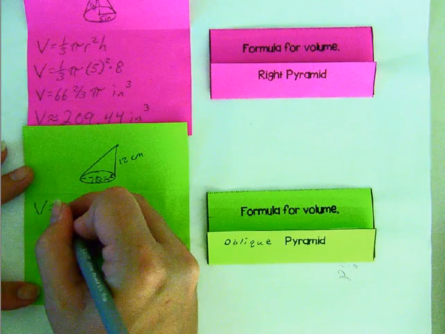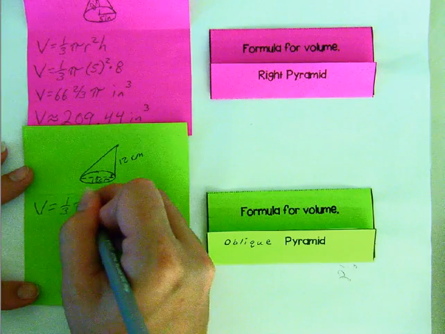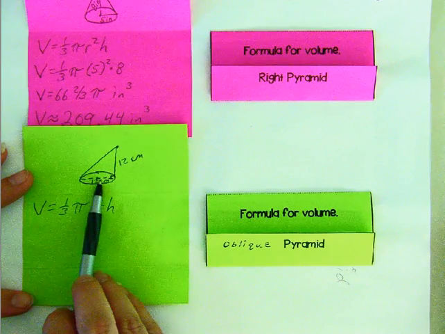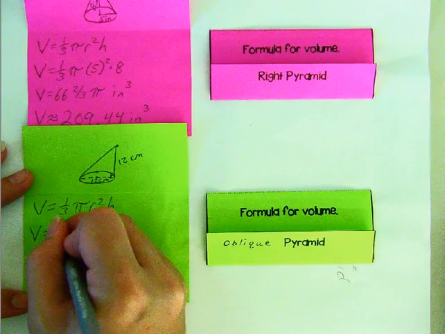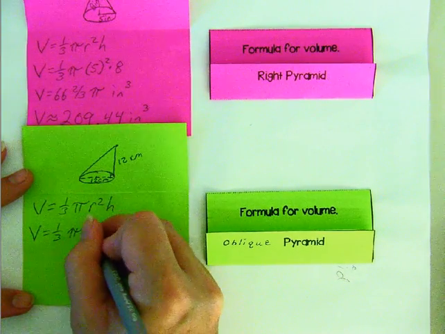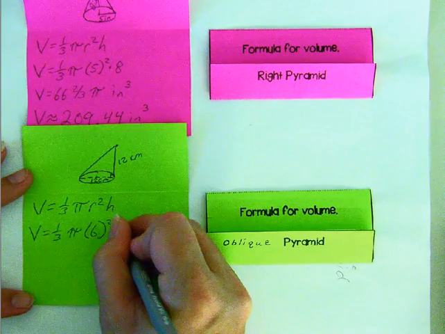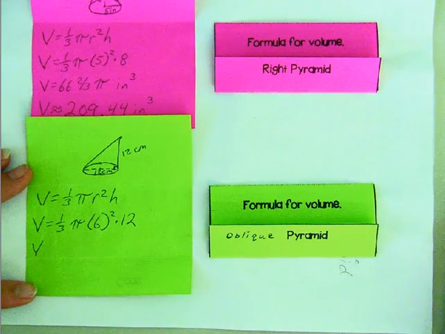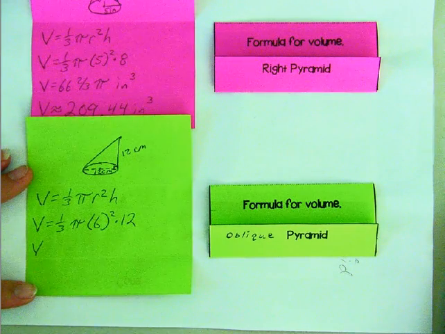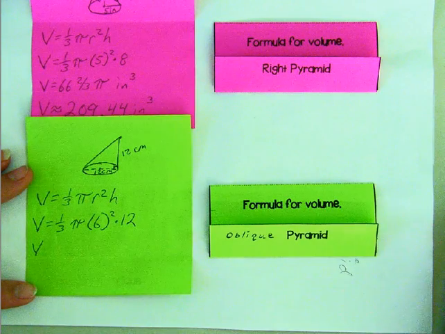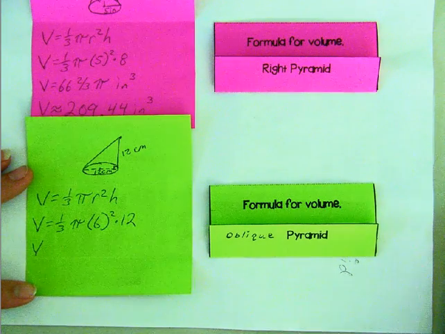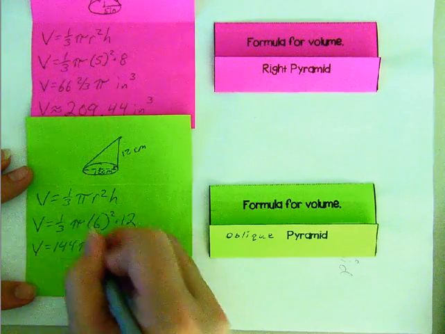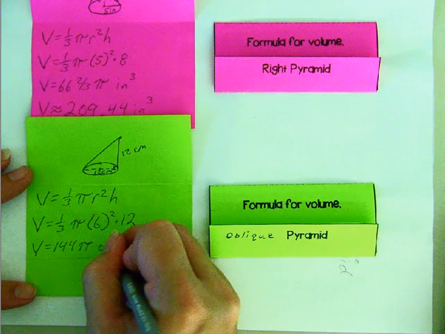So volume equals 1/3 pi r squared h. This time our r, we have diameter is 12. So that means our r is 6. And our h is 12. So we can go ahead and plug that in. So again, I'm going to do my answer in terms of pi first. So I'm going to take 1/3 times 6 squared times 12. And I get 144. So that's going to be 144 pi, and that's centimeters cubed.